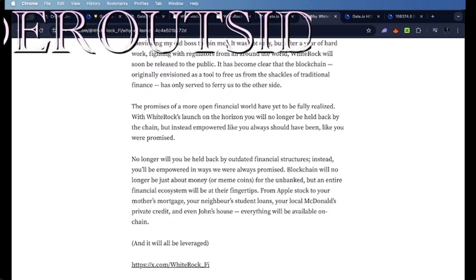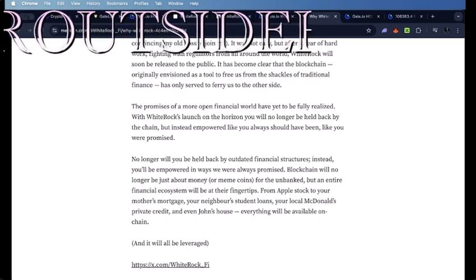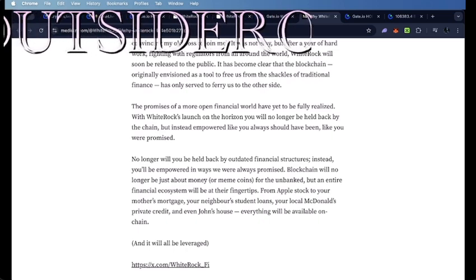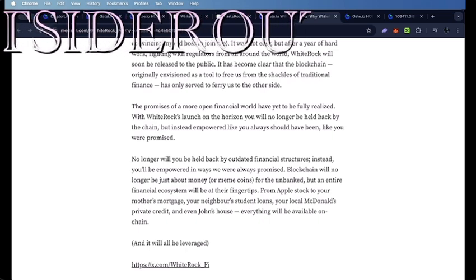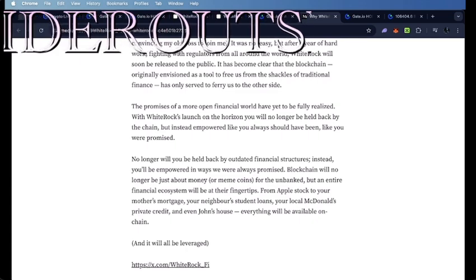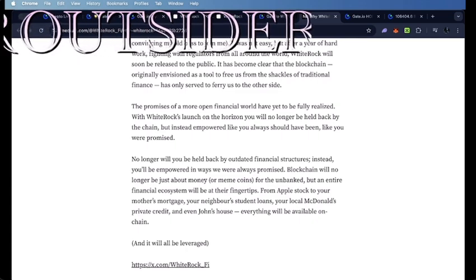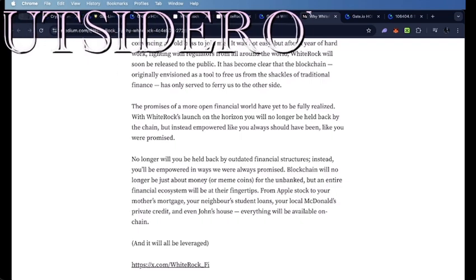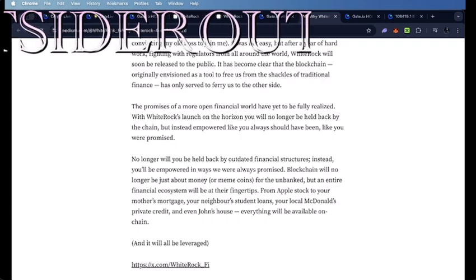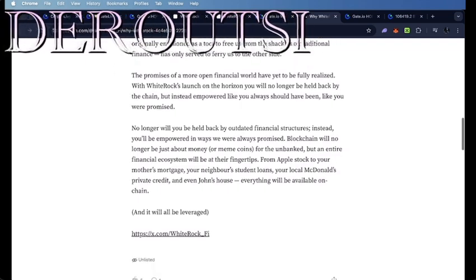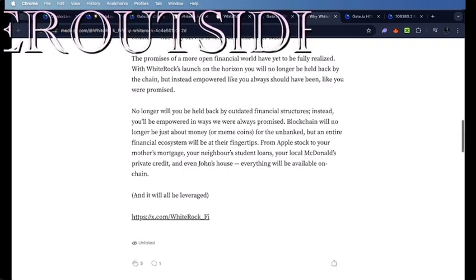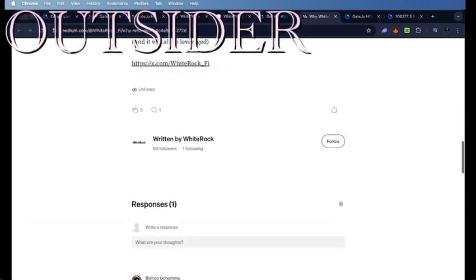Blockchain will no longer be just about money or meme coins for the unbanked, but an entire financial ecosystem will be at your fingertips. From Apple stock to your mother's mortgage, your neighbor's student loans, and your local McDonald's private credit, and even John's house, everything will be available on chain. And it will all be leveraged. Okay, that's really inspiring.